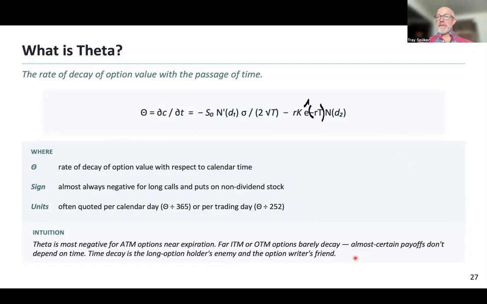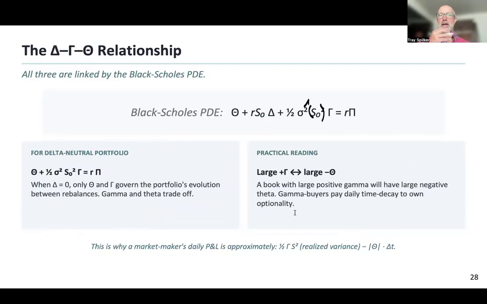So for a delta neutral portfolio, theta is a deterministic component of the profit and loss statement of the position, whereas gamma kind of drives the random component. So let's formalize this on the next slide, the delta gamma theta relationship. Now, all three of these are linked by the Black-Scholes partial differential equation, expressed at the top of the slide here. So theta plus the risk-free rate times the share price times delta plus half the variance times the square of the share price times gamma. And this is all equal to r pi.